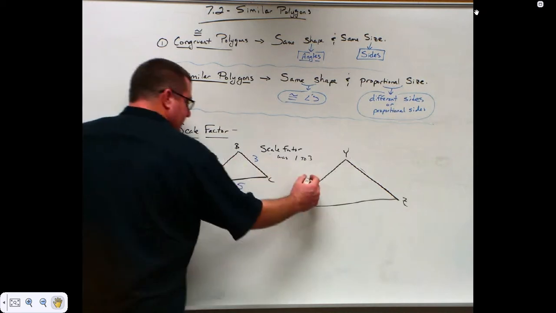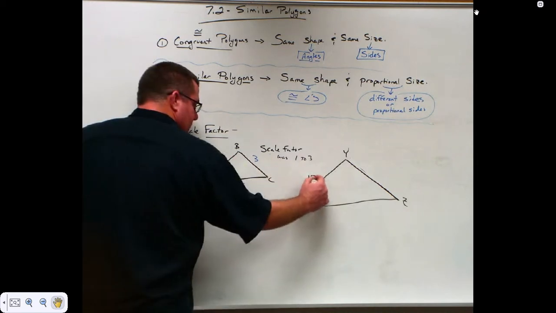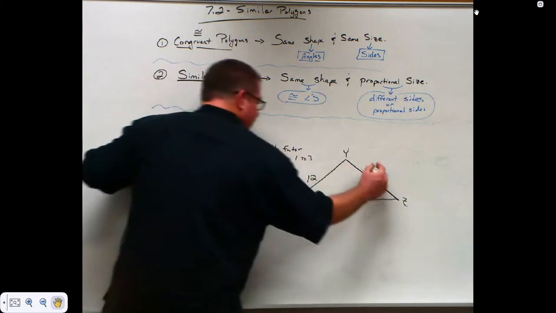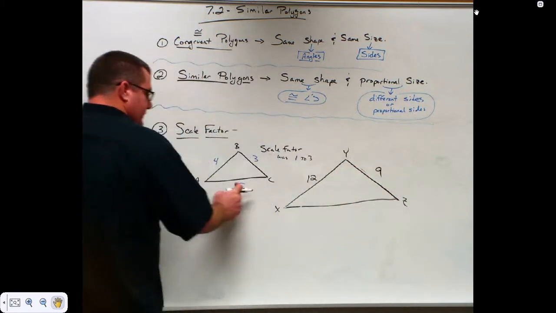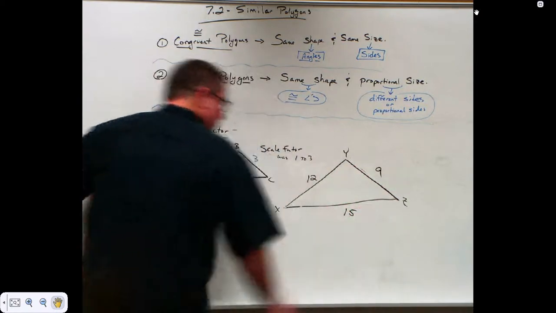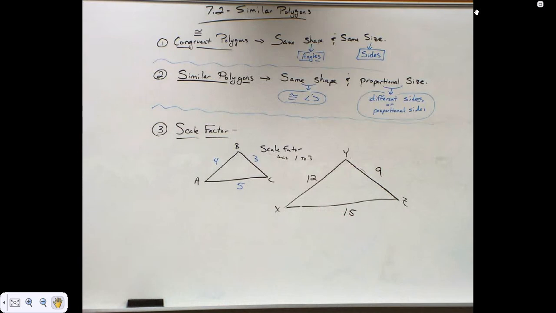this would be 4, what would this be? This one was 3, what would this one be? If this one was 5, what would this one be? That's a scale factor of 3 to 1. Now, whether it really looks like it, obviously it doesn't matter.